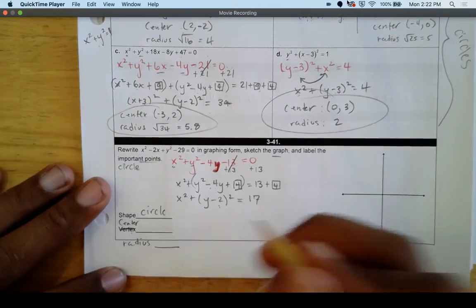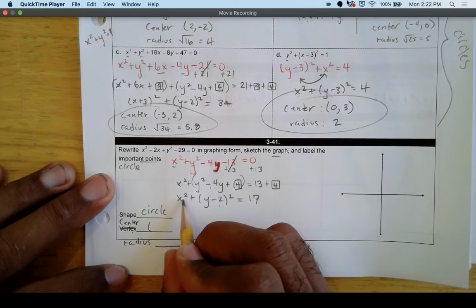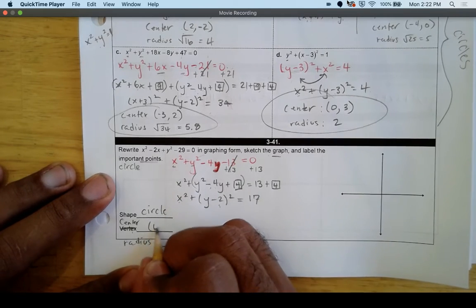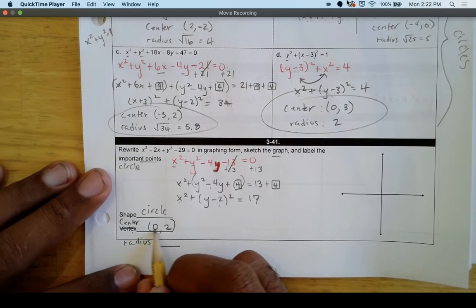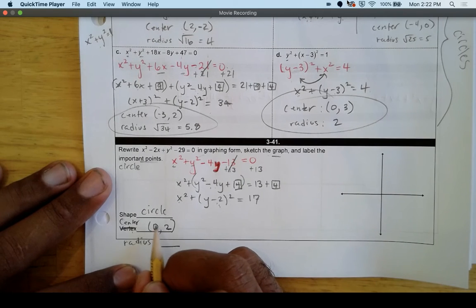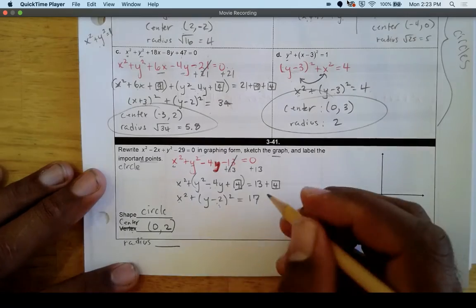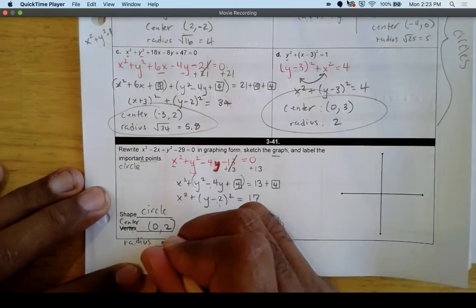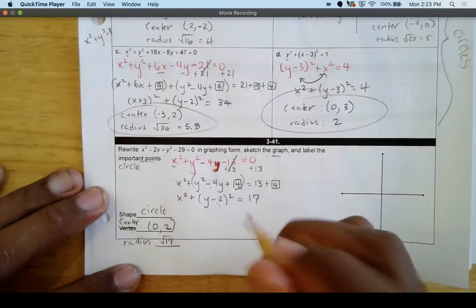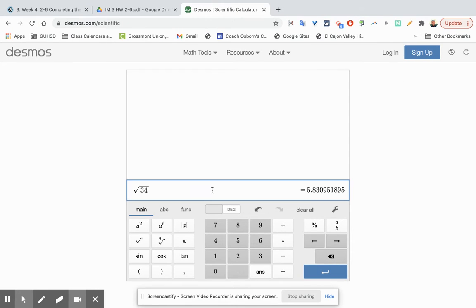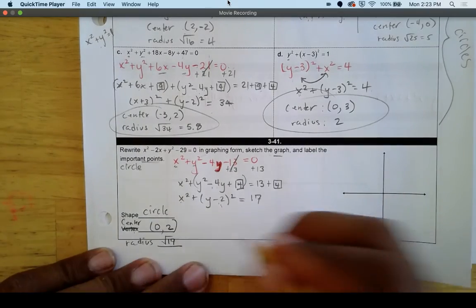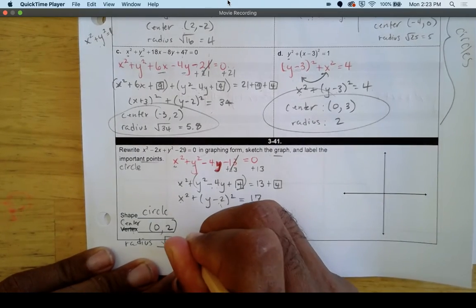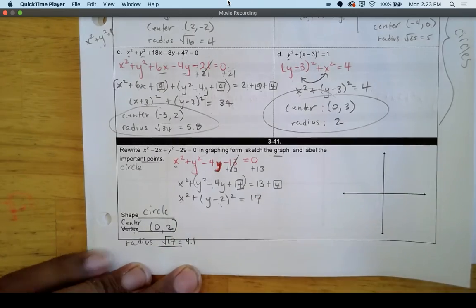Okay, so now I should be ready to figure out the center, which is at x squared by itself, so that's 0. And then +2 there. So you know right away that's a y-intercept too, because it crosses the y axis. Then I need to do the square root of 17 to get the radius. It's at 4.1, so about 4. I'll put 4.1. Okay, so now I'm ready to graph.